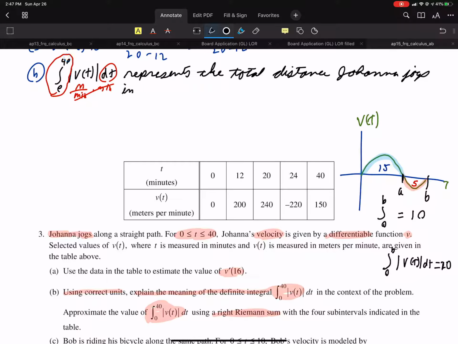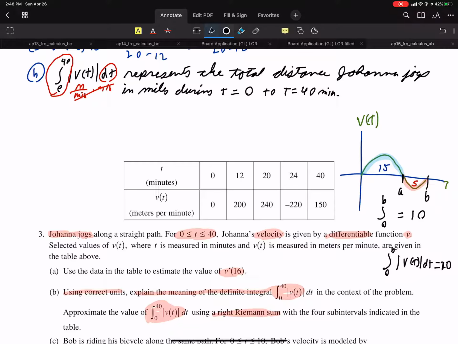Jogs in miles during t equals 0 to t equals 40 minutes, that's kind of awkward English. That's it. So total distance, and in context, you have to talk about Johanna jogging. That's what it means in the context of the problem. So that's the first part of B.